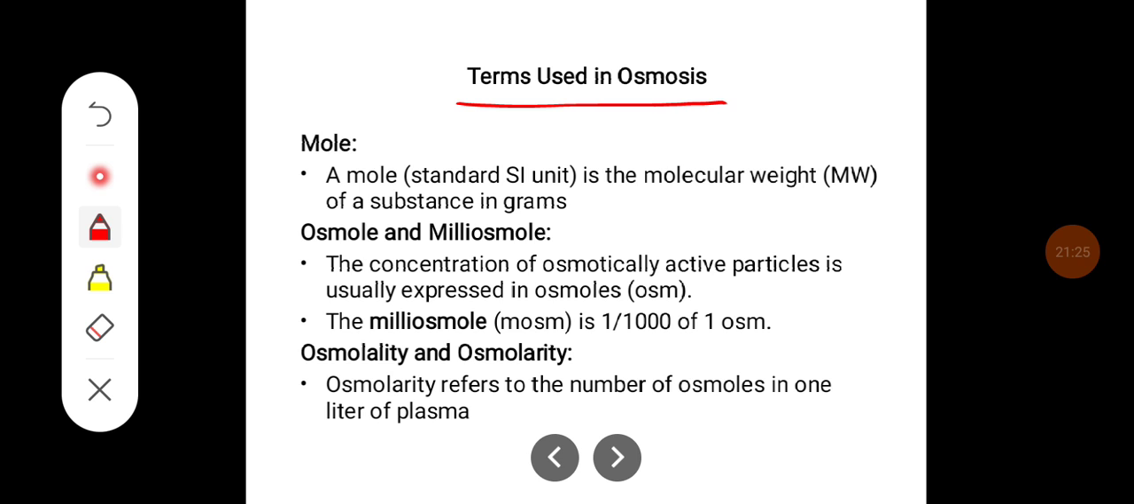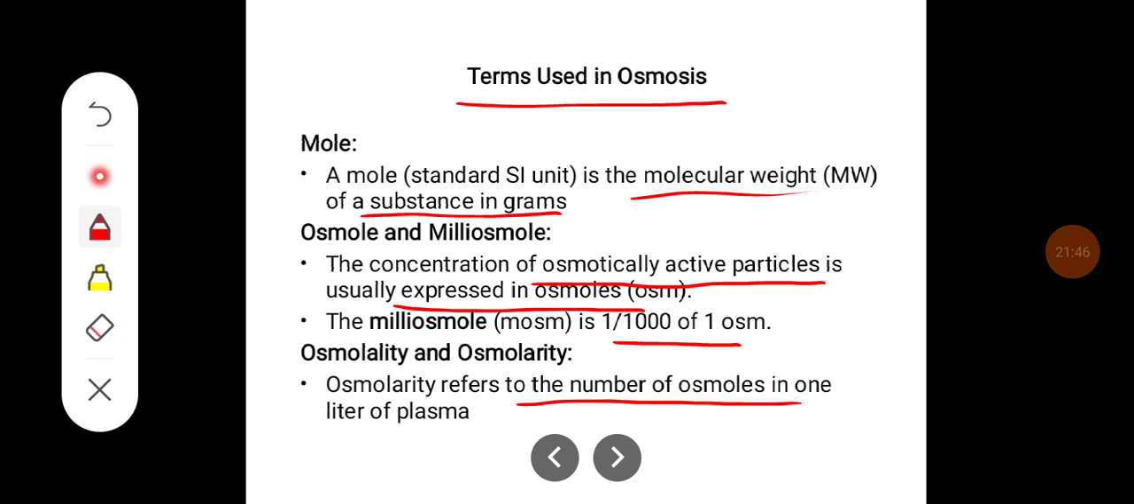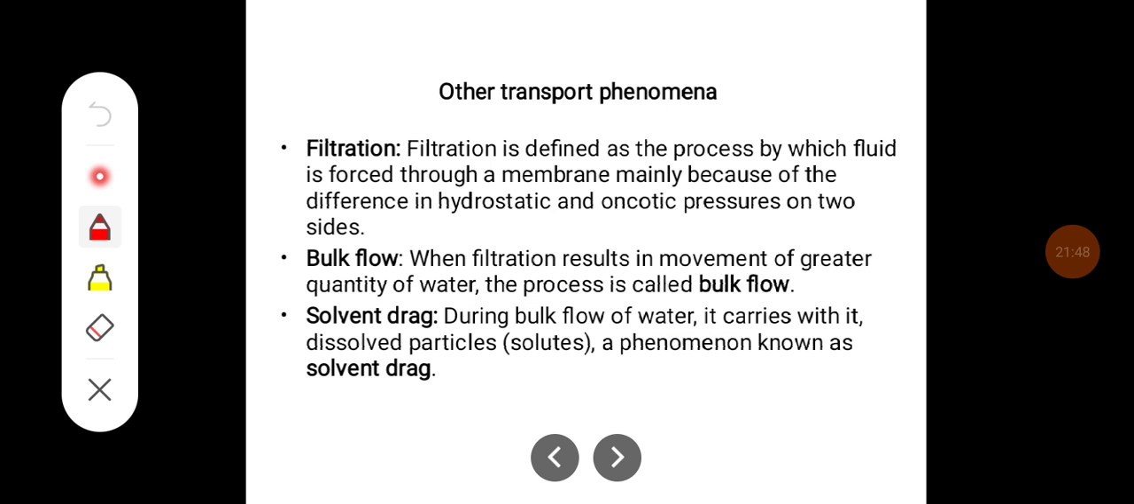Terms used in osmosis. A mole is the molecular weight of a substance in grams. The concentration of osmotically active particles is usually expressed in osmoles. The milliosmole is one thousandth of one osmole. Osmolarity refers to the number of osmoles in one liter of plasma.